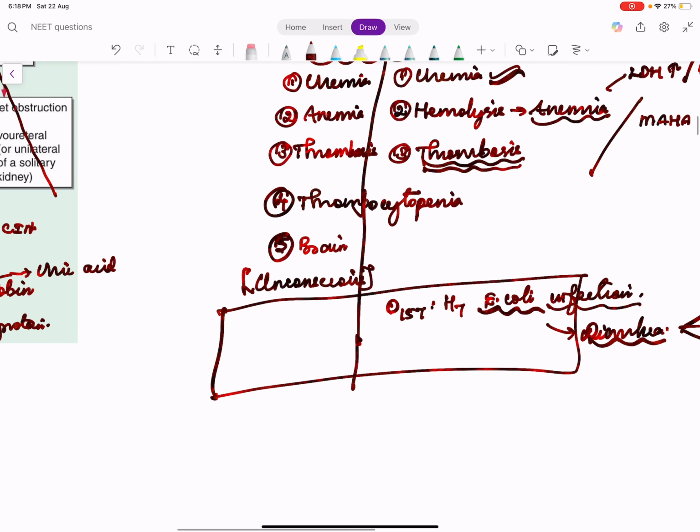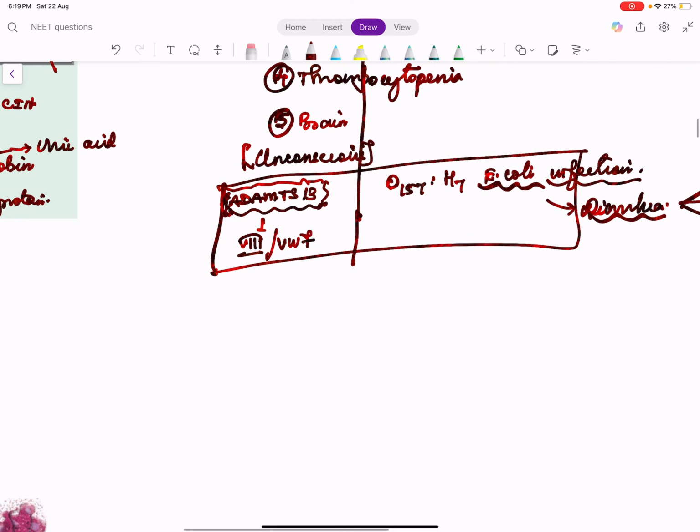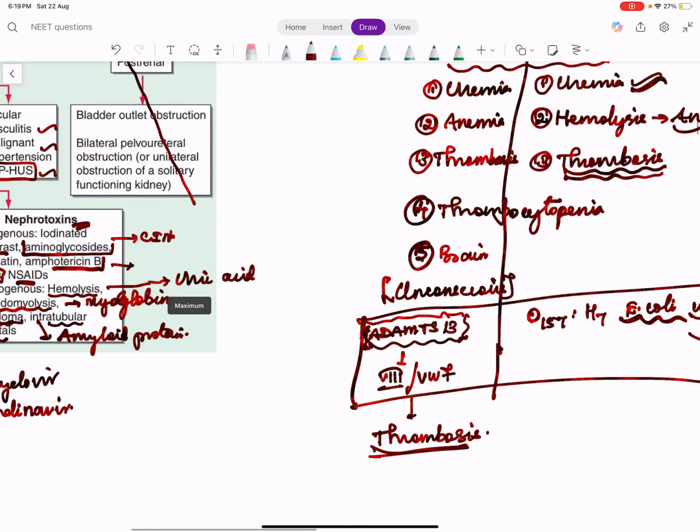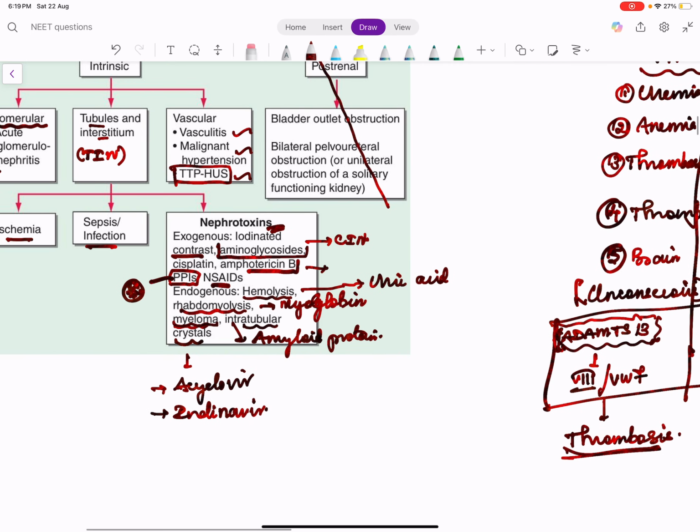TTP occurs due to a deficiency of a protein called ADAMTS13. ADAMTS13 is one protein which is involved in the clotting mechanism. At least remember this. It is something associated with factor 8, von Willebrand factor. So when ADAMTS13 is deficient, there will be thrombosis. Just remember that. Right? So TTP, HUS are the thrombotic microangiopathies.